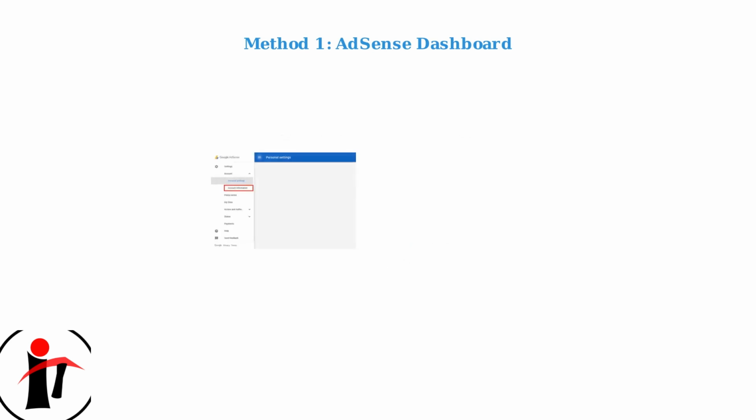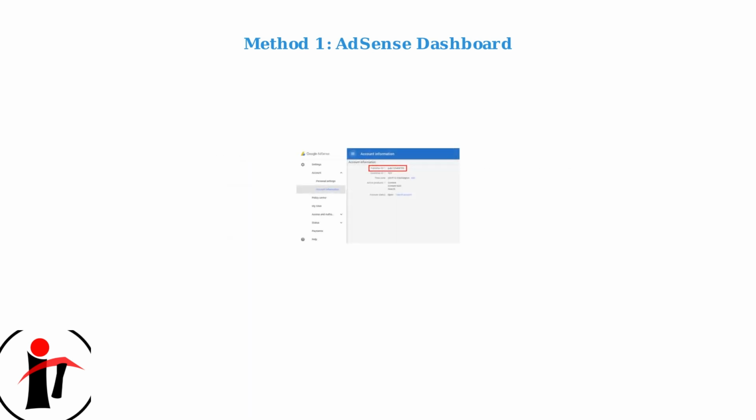Next, navigate to the Account section, then select Account Information. You can find this in the Settings menu on the left side of your dashboard. In the Account Information page, your Publisher ID is prominently displayed. It's typically located in the top section and clearly labeled as Publisher ID, with the format pub- followed by 16 digits. Google has added a convenient copy icon next to the Publisher ID. Simply click this icon to copy your ID to the clipboard, making it easy to paste wherever you need it.